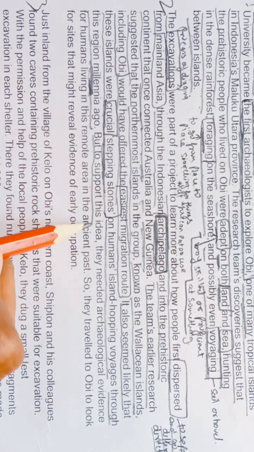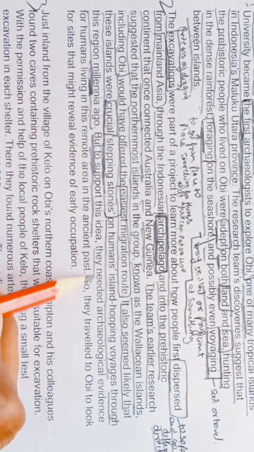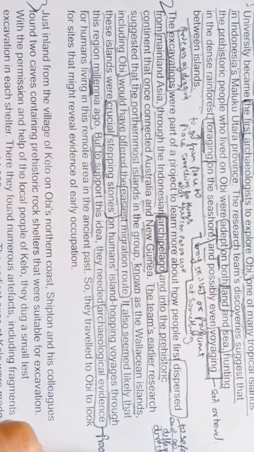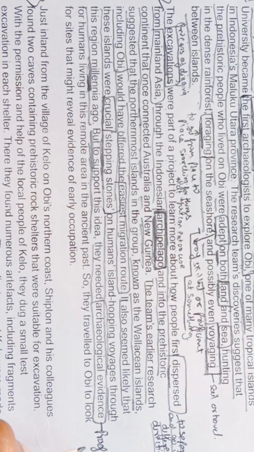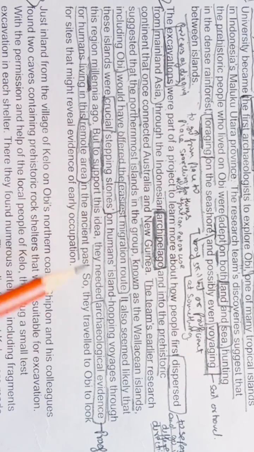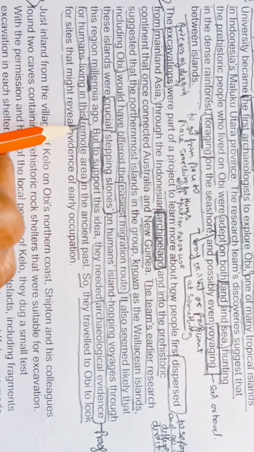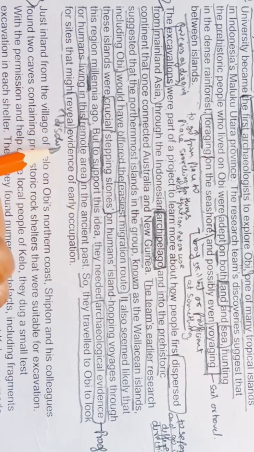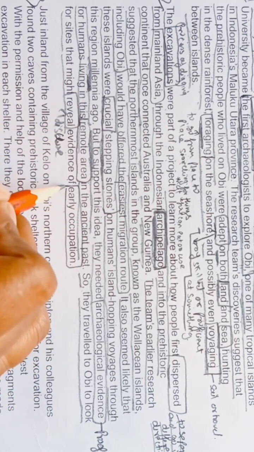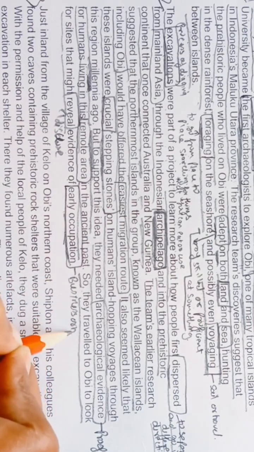But to support this idea, they needed archaeological evidence. Archaeological evidence means archaeological proof. They needed archaeological proof of humans living in this remote area in the ancient past. So they traveled to Obai to look for sites that might reveal, meaning disclose, evidence of early occupation. Occupation means business or trade.